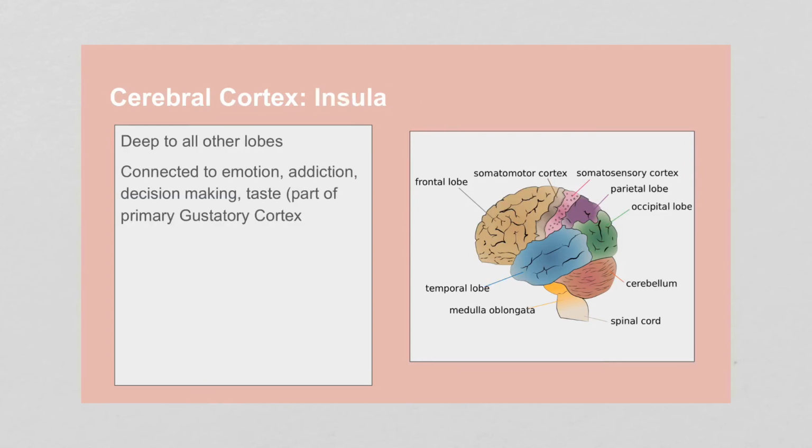And that lobe that I talked about that's not identified in this picture, that's deep to the frontal lobe, the parietal lobe, and the temporal lobe, is called the insula. This lobe we know is involved in emotion, addiction, decision making, and taste. In fact, part of this lobe forms what's called the gustatory cortex. Gustatory is what something tastes like.